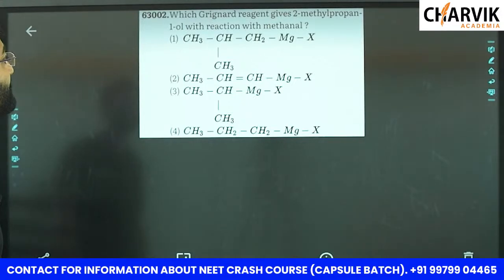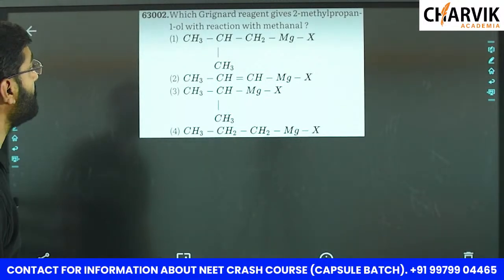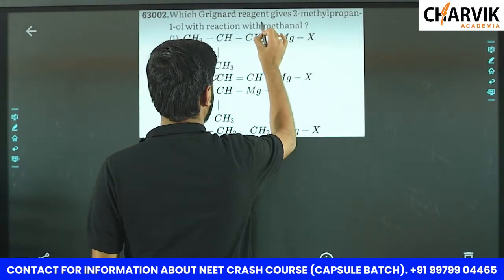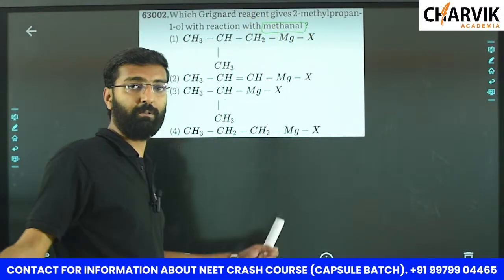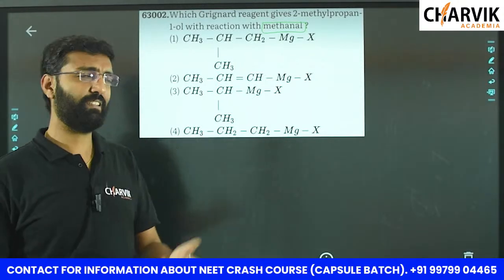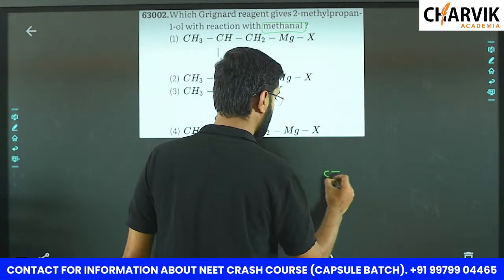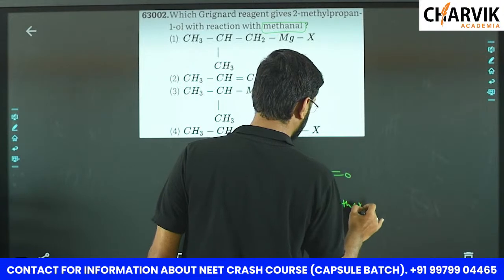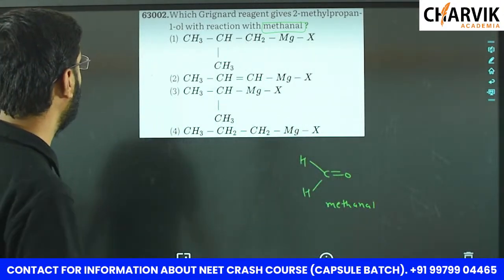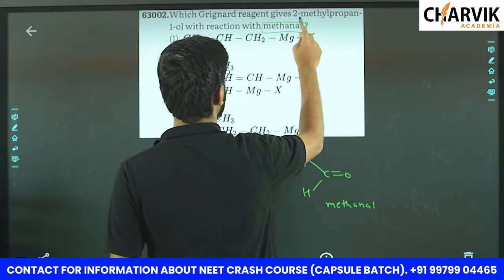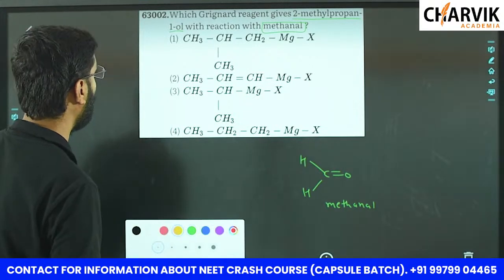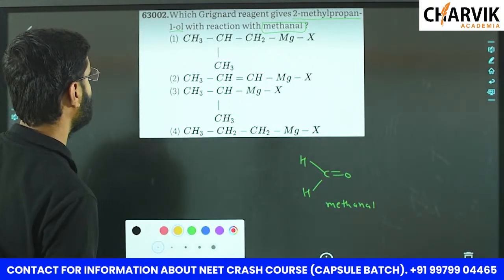Which Grignard reagent gives 2-methyl propane 1-ol with reaction of methanal? Wow. Again, good question from organic chemistry. Methanal. Okay, now tell me what is methanal? Methanal means formaldehyde. This is your methanal. Okay, and what is the product? 2-methyl propane 1-ol. Okay, then which Grignard reagent must be used?